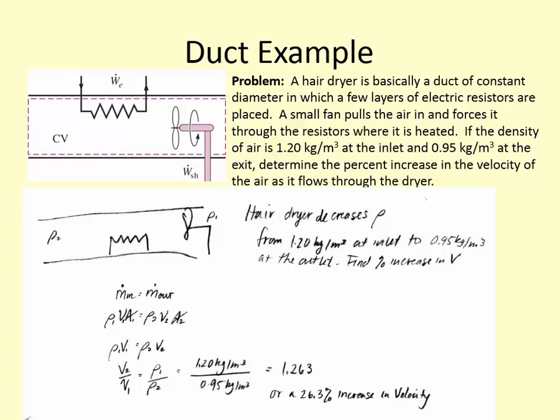What would be the percent increase? So in other words, V2 is 1.263 times V1. What if V2 was equal to V1? Would there be any increase? No. What if V2 was twice V1? Would there be any increase? What's the percent increase?